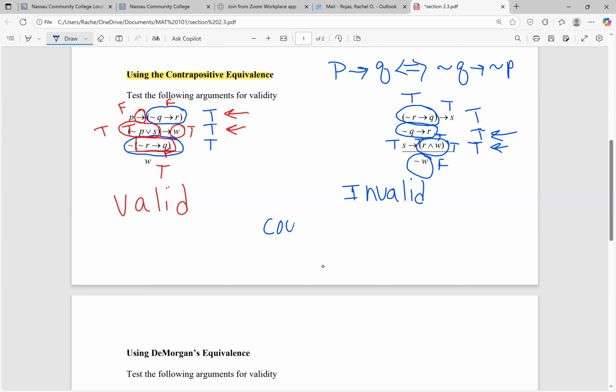So now let's come up with our counterexamples. So let's list our variables, right? We have Q, R, S, and W.